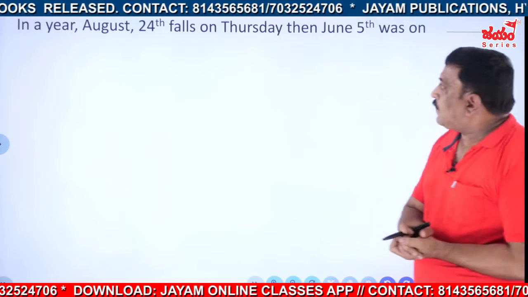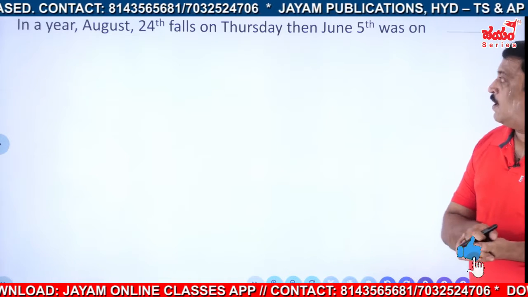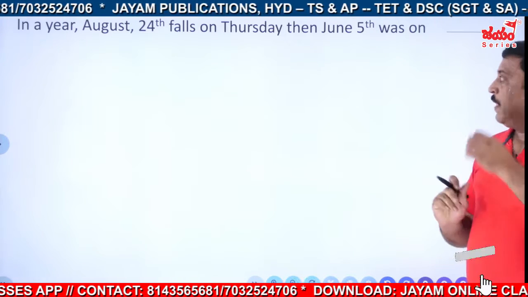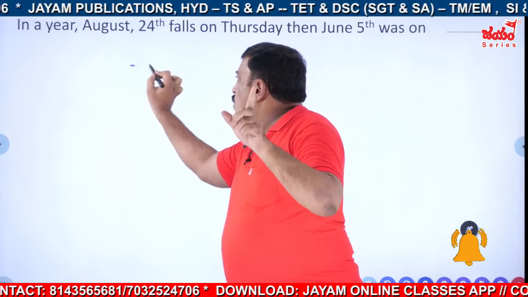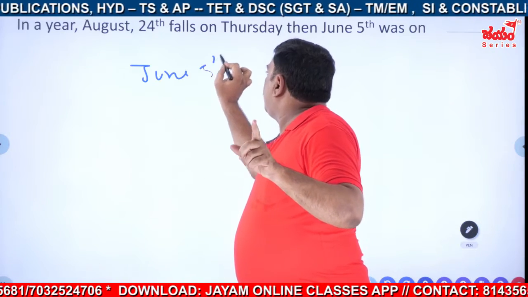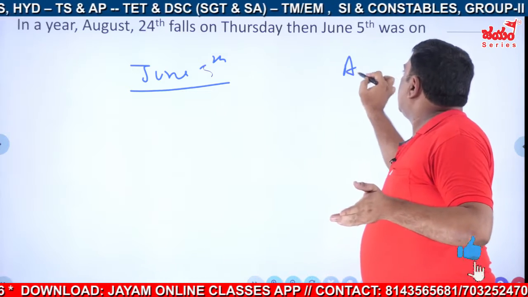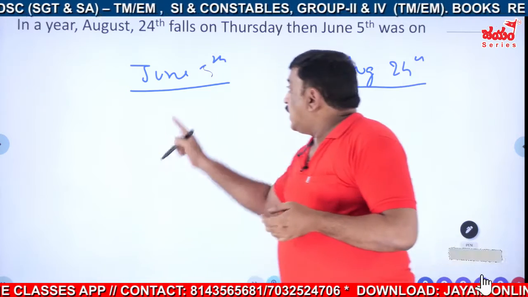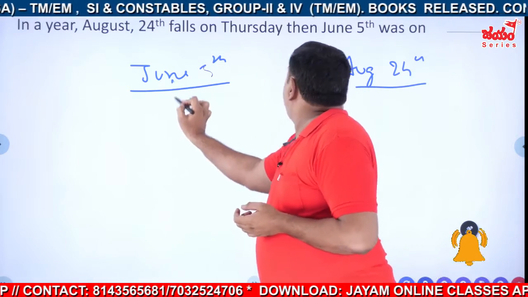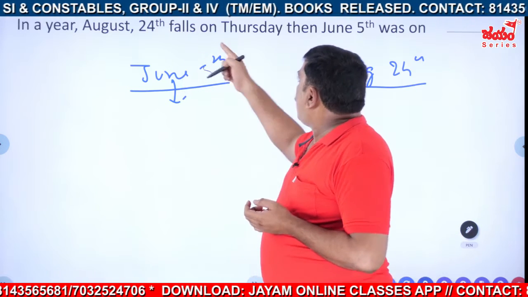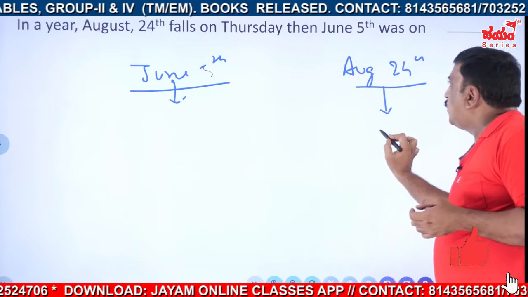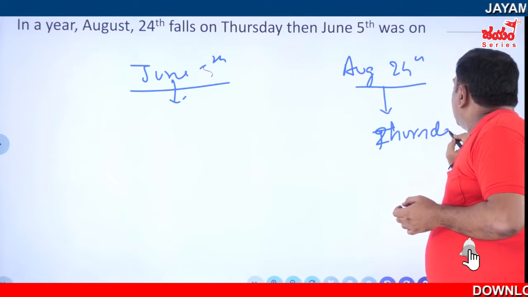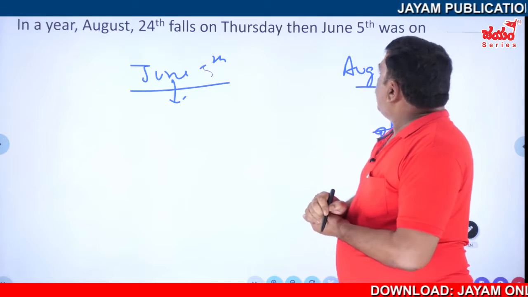In a year, August 24th falls on Thursday. Then June 5th was on which day? See, first in chronological order comes June 5th, then August 24th. Right? June 5th is on which day? August 24th falls on Thursday. Okay, the 24th falls on Thursday. June 5th falls on which day?